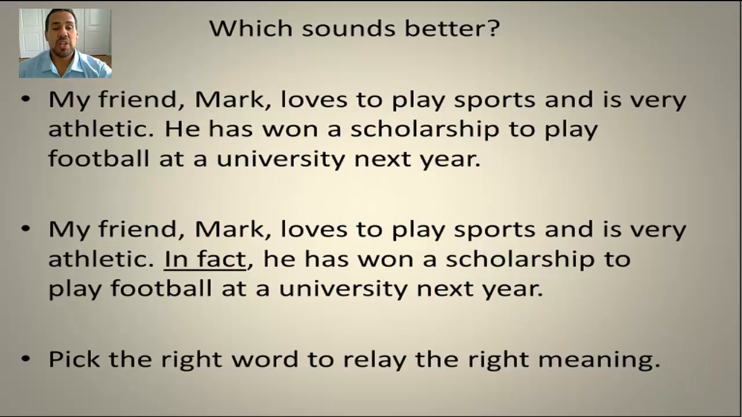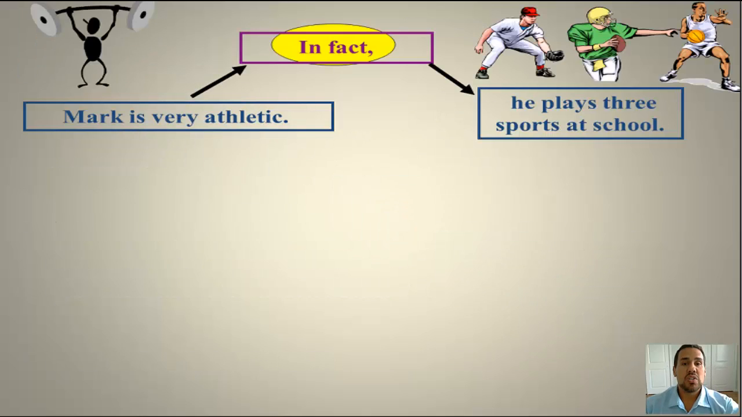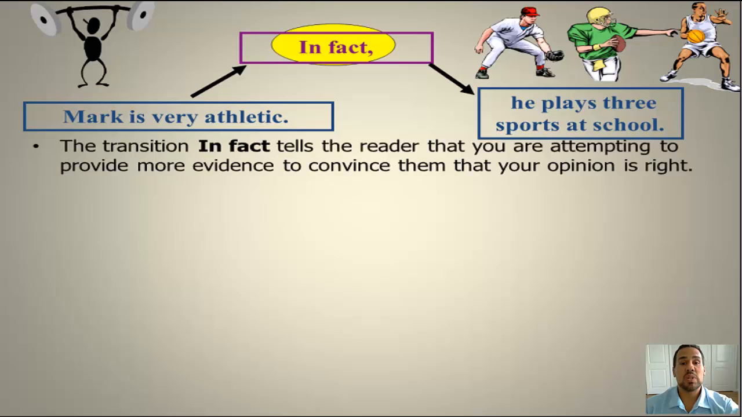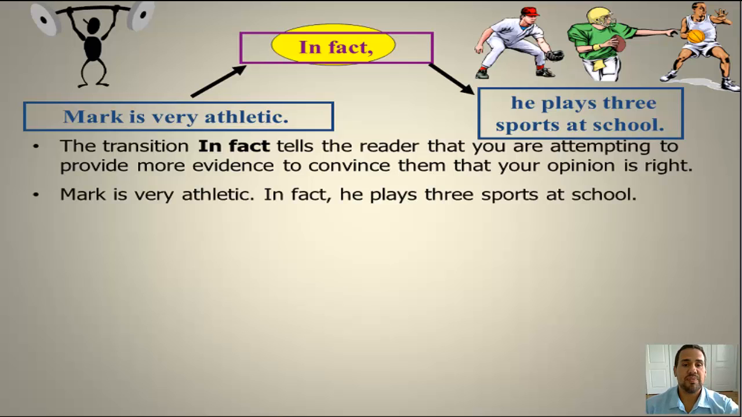But we have to make sure that we pick the right word to relay the right meaning. What does that mean? Well, as you're going to see, each transitional word that we use tells the reader a point that we're trying to make or helps them understand something we're trying to say. So let's look. Mark is very athletic. In fact, he plays 3 sports at school. The transition, in fact, tells the reader that you are attempting to provide more evidence to convince them that your opinion is right.